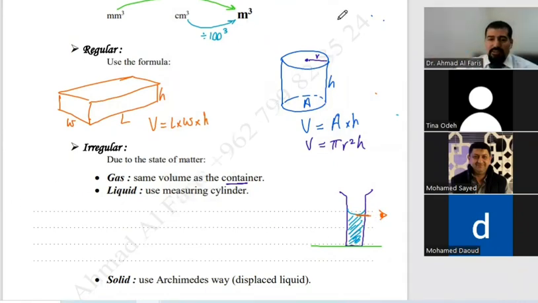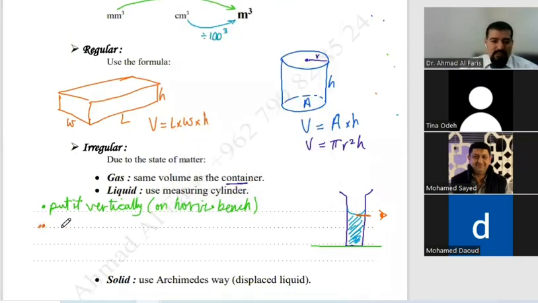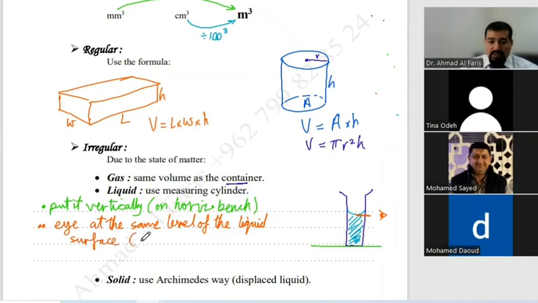So we have several points to understand about how to use the measuring cylinder. First step: put it vertically on a horizontal bench. Second step: keep your eye at the same level as the liquid surface, and in this situation I'm avoiding what? Parallax error. Bravo.